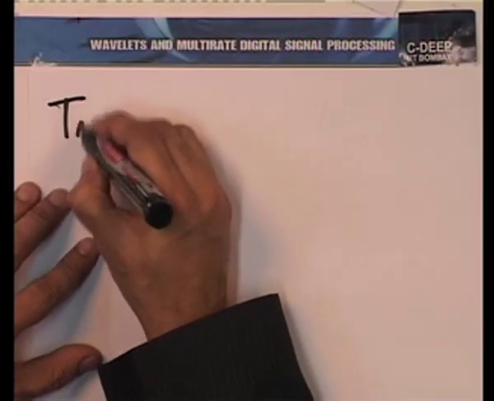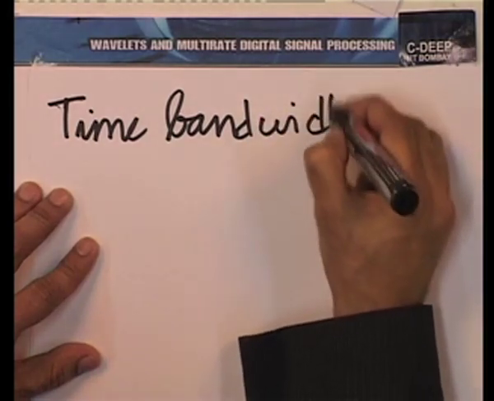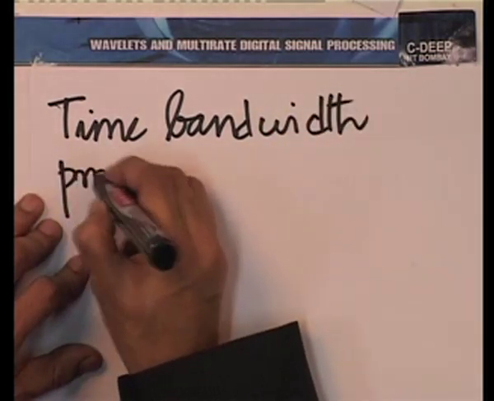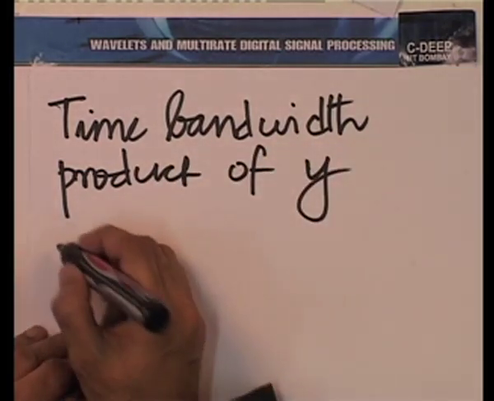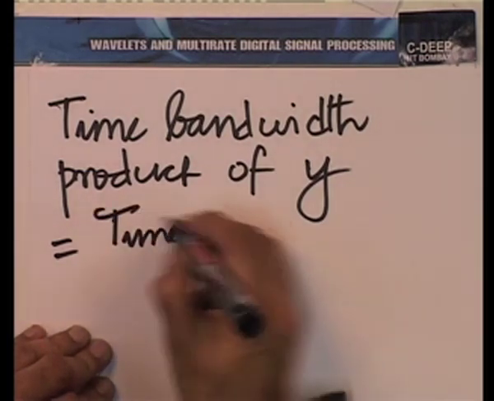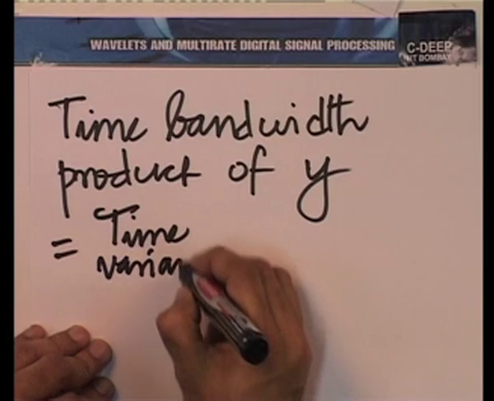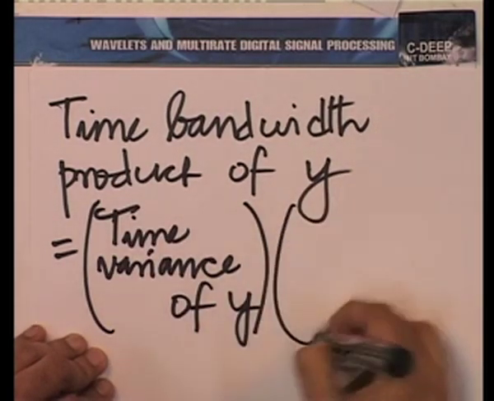Anyway, now let us look at the time bandwidth product. The time bandwidth product of y is essentially the time variance of y multiplied by the frequency variance of y.